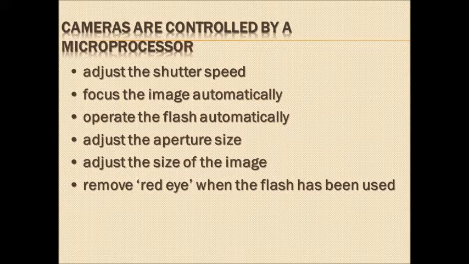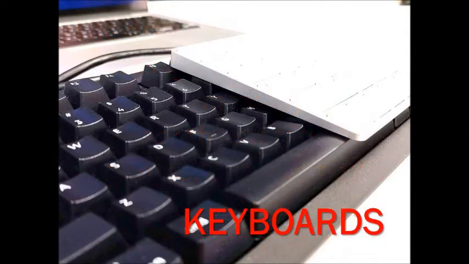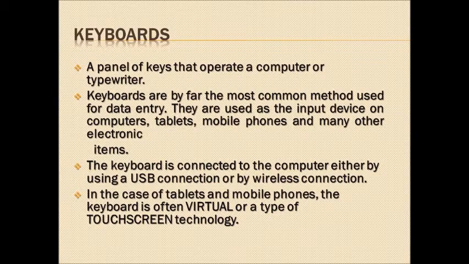The quality of the photograph also depends on many other factors such as the types of lens used, the lighting, and so on. Now we come to the mobile phones that have caught up to the digital cameras as regards number of pixels. The drawback is usually poor lens quality and limited memory for the storage of photos. But this may all change in the next few years.